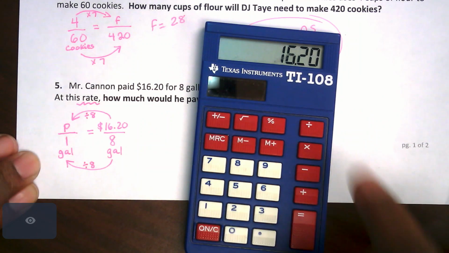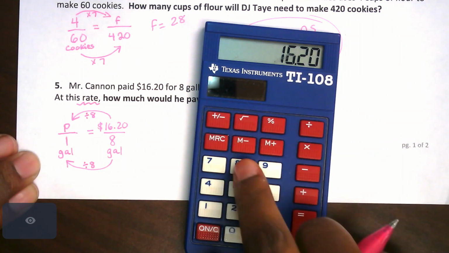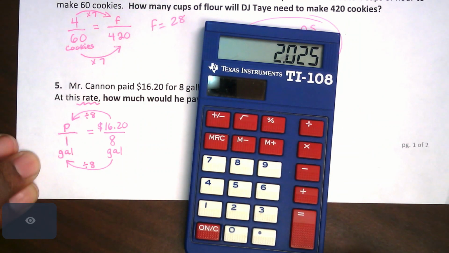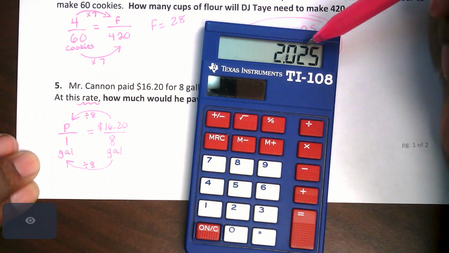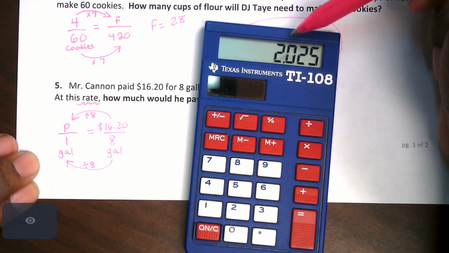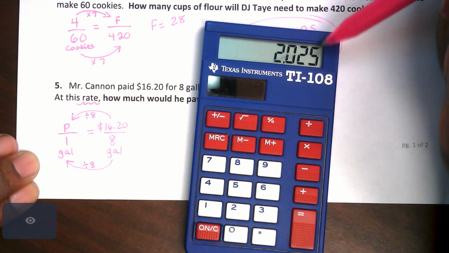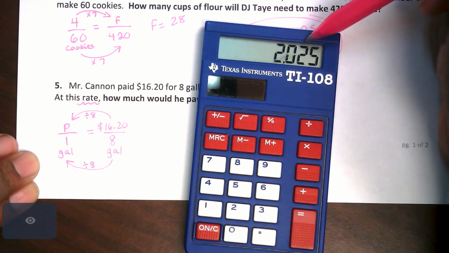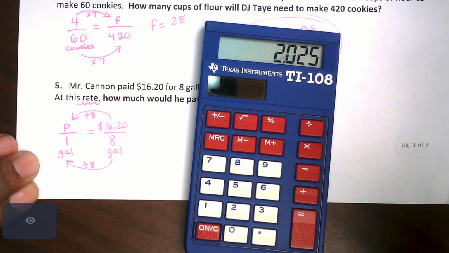$16.20, so 16.20 divided by 8. And I get 2.025. And you might be tempted to go ahead and put in that 2.025. But remember, we're looking for a dollar amount. And a dollar amount is in only 2 decimal places. So I need to look at this third decimal place when it's available and see if I need to round up this number. So 5 or more. And notice it's a 5. So that means that this is going to round up to $2.03.